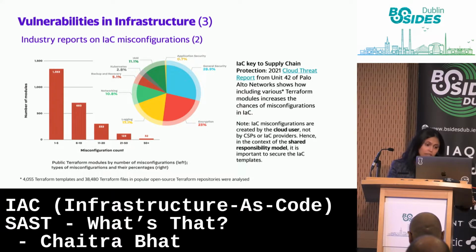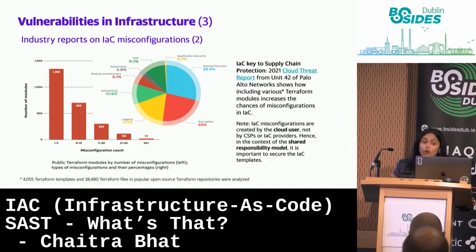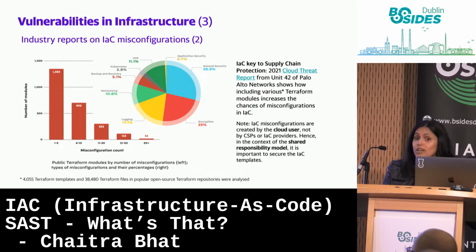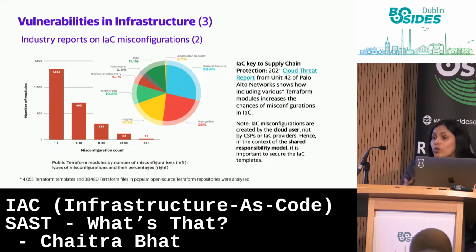So here they're taking the example of Terraform, and they're saying that your chances of having misconfigurations in your IAC file increase as the number of Terraform modules you include in your code also increases. And they're clearly pointing out that these misconfigurations are not happening because of the public cloud provider you're using, nor because of the IAC tool, like in this case Terraform. But these are happening because of us, the coders, who are using these modules incorrectly.